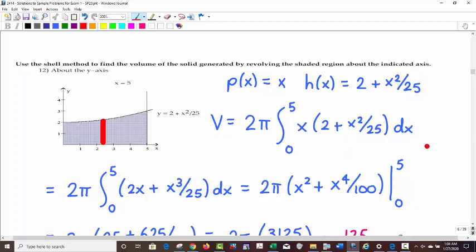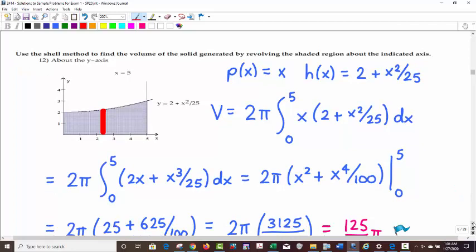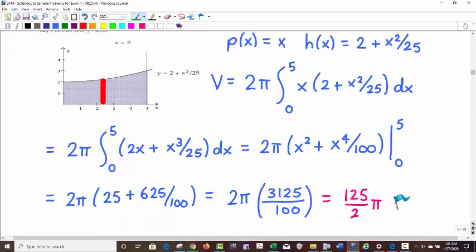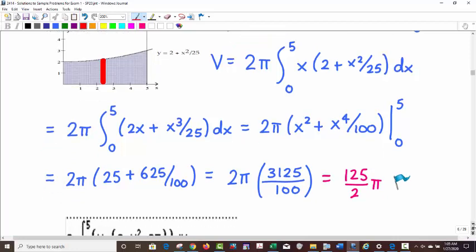And so all we do is the formula has 2 pi, whereas the disc and washer just has 1 pi. And we're going from 0 to 5, x-axis limits of integration, and we multiply x times 2 plus x squared over 25. So once you get these set up, they're not too hard to do. Now I'm showing you how to do them manually, but I don't mind if you do these, obviously, in a graphing type calculator.